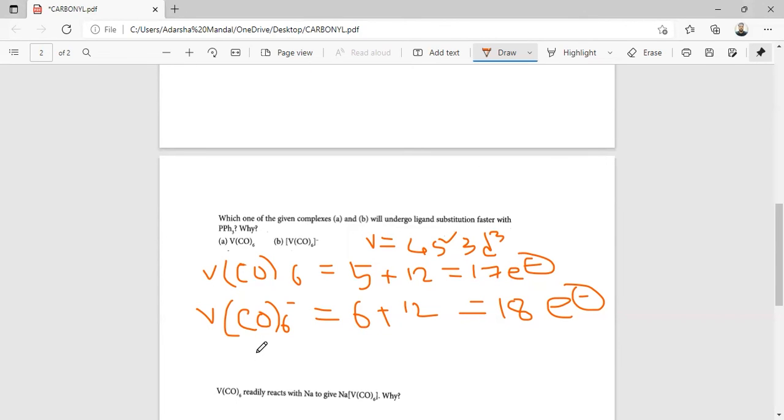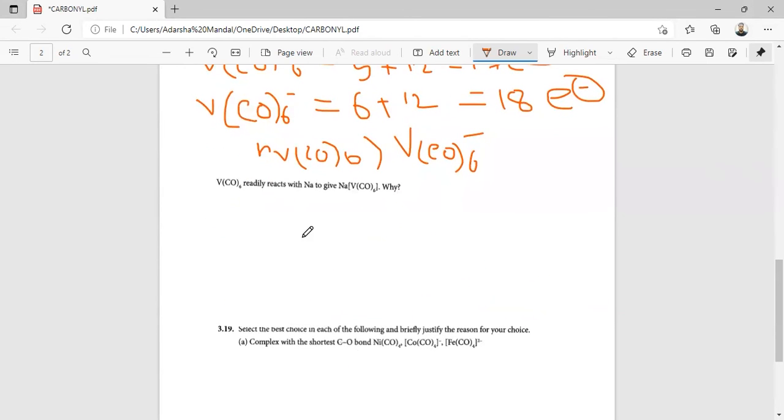So the final answer is that the rate for V(CO)6 will be greater compared to V(CO)6 minus.